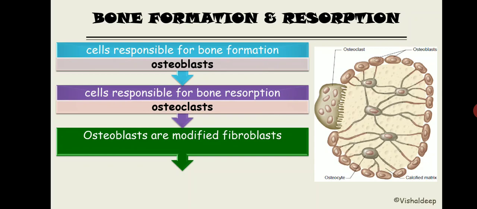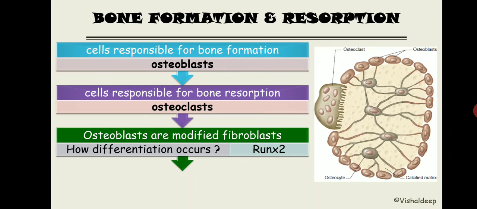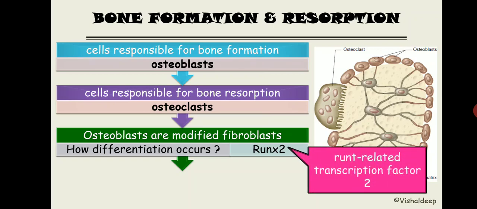Now how does this differentiation occur, how does the fibroblast get modified into the osteoblast? This is basically done by one transcription factor known as RUNX2. The full form of RUNX2 is runt related transcription factor 2. Alright, let me write it down for you. It is runt related transcription factor 2.